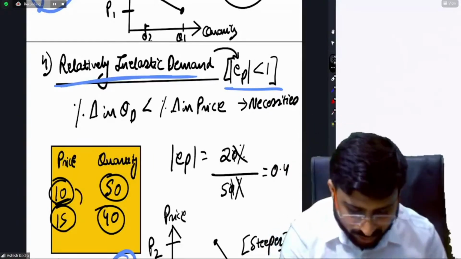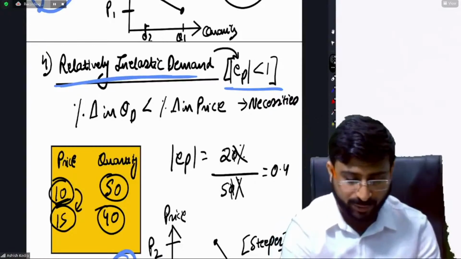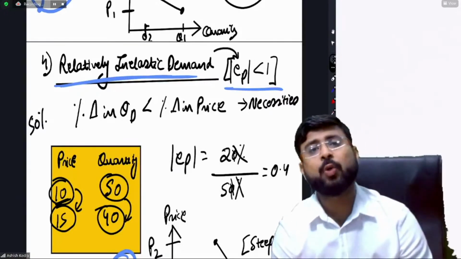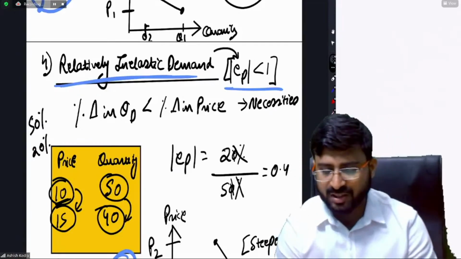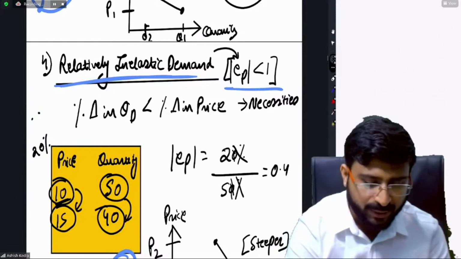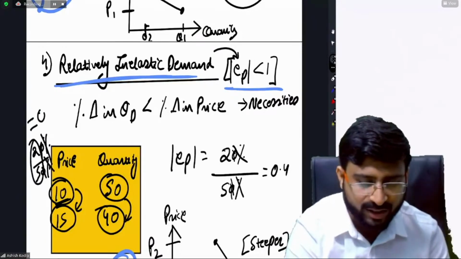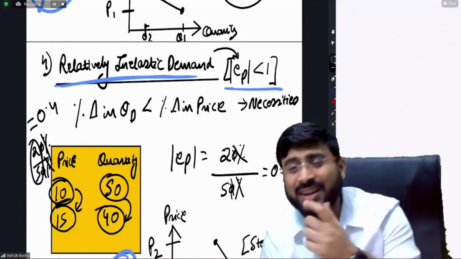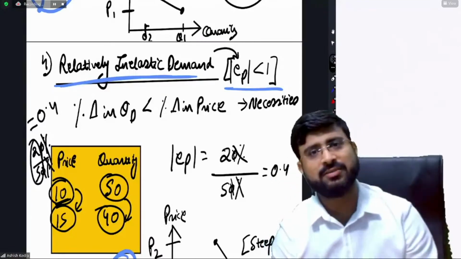So suppose rise in price was 50%. Rise in price was by how much percent? 50%. Quantity fell by how much percent? 20%. So percentage change in quantity is 20%, percentage change in price is 50%. So 2 by 5 is what? 0.4. Obviously it is minus 0.4. But we take the positive values. I have repeated, in elasticity, take positive values.